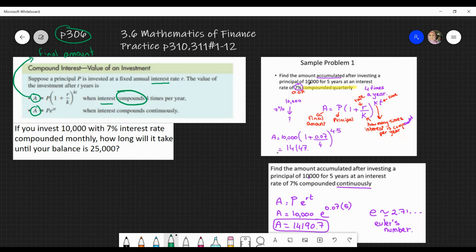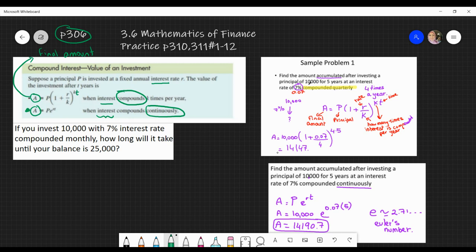Now, the two formulas we're going to be working with: A equals P, parentheses 1 plus R over K, to the power of KT. And that's if you can't see it clearly. Or A equals P E to the power of RT, A equals Pe^(rt). The difference between those two is those keywords. If I see the words interest compounded continuously, which means the bank is continuously calculating the interest on your money, we are using the second equation. If we see anything other than continuously, then we're using the top equation.